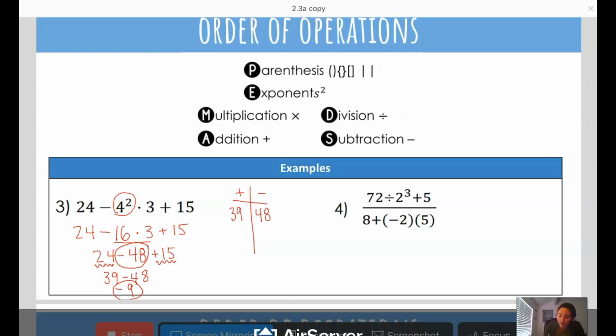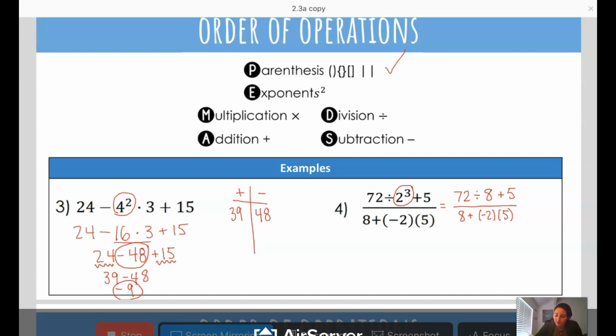So first, are there any parentheses? No, just parentheses that mean multiplication. So we're done with that. Are there any exponents? Yes, there's a 2 cubed right here. So we're going to start there. So we have 72 divided by 2 cubed, which is 2 times 2 times 2. Well, 2 times 2 is 4, and 4 times 2 is 8. So 2 cubed is 8, plus 5, all divided by 8 plus negative 2 times 5.